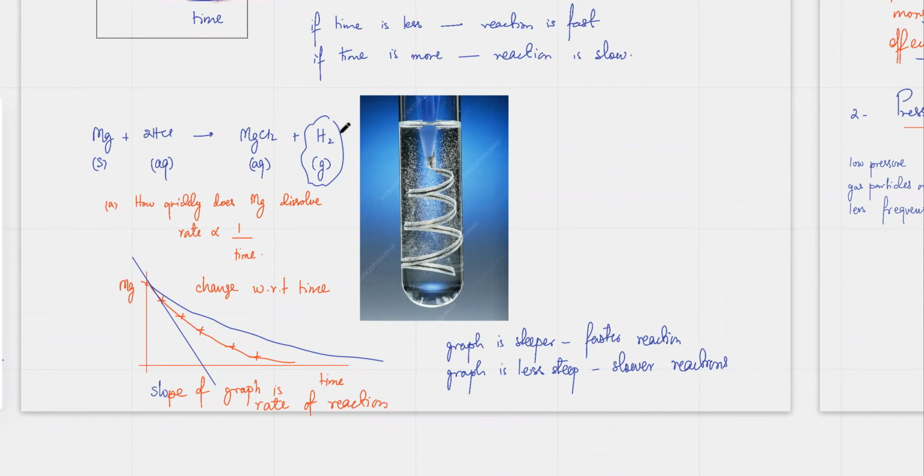For example, in this reaction, it could be the volume of H2 gas that's forming, or the mass of Mg because it's going to dissolve. So its mass would decrease over time. So you can plot the mass with respect to time. The steeper the gradient of the change, the faster the reaction. So remember, whenever you plot the graph, if the graph is really steep, that means it's a fast reaction. Vice versa, if the graph is not that steep, that means it's taking a long time. That means it's a slow reaction.